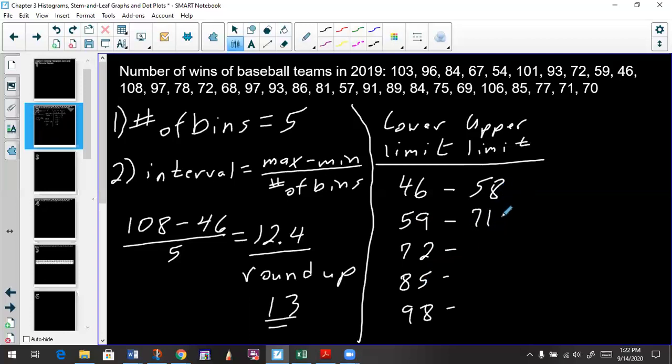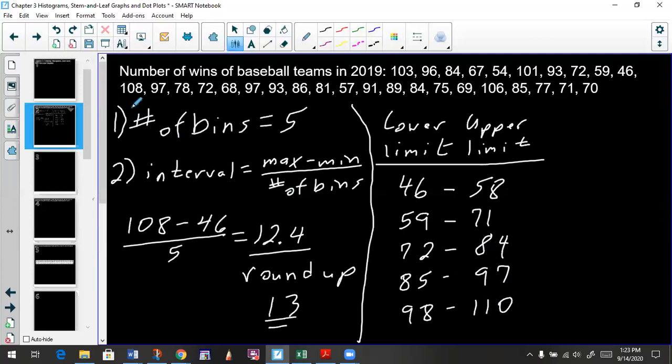Now from this point, you can continue with that. Okay, so the next one starts at 85. So this one had to have ended at 84, or you can now start adding 13 as you go down. 58 plus 13, 71 plus 13, 84 plus 13, and this is especially helpful when you get to this last one, 97 plus 13. Okay.